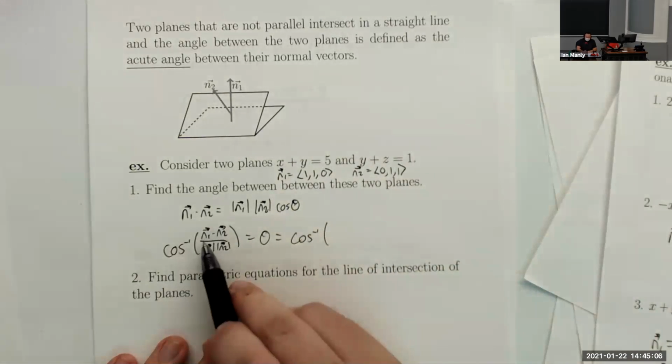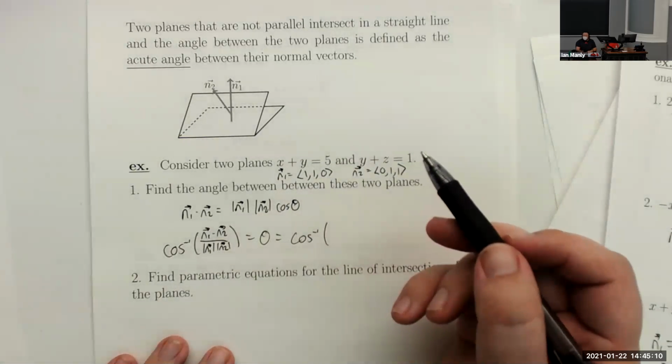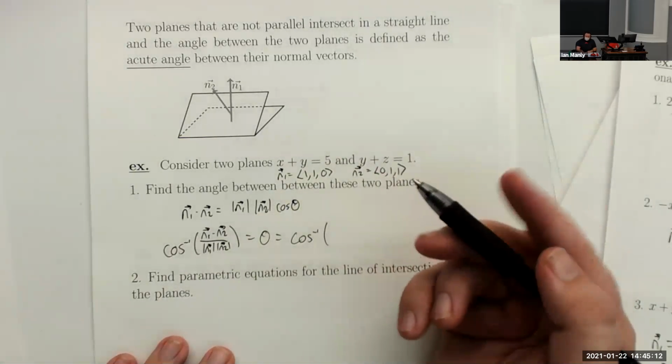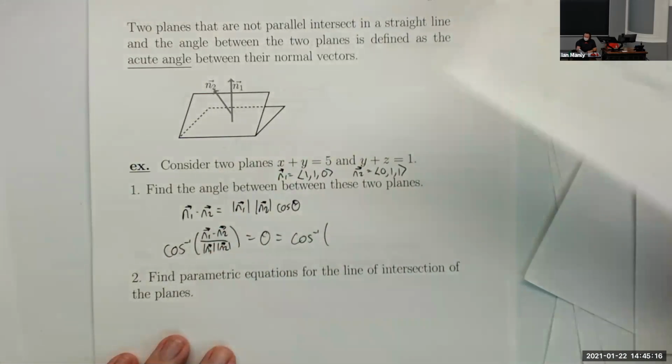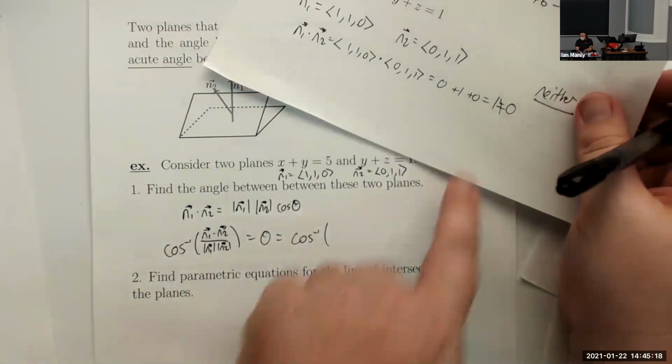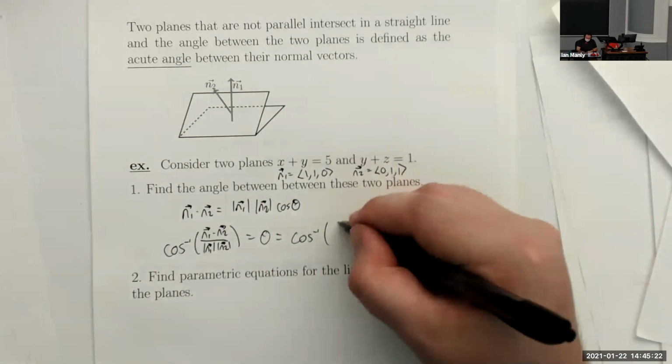Okay, so let's see, n1 dot n2, we actually already did that in the previous problem, right? That's how we figured out they weren't orthogonal or parallel. n1 dot n2 from earlier ended up giving us a 1 right here. So this will be 1.